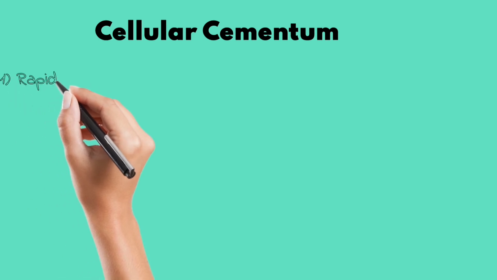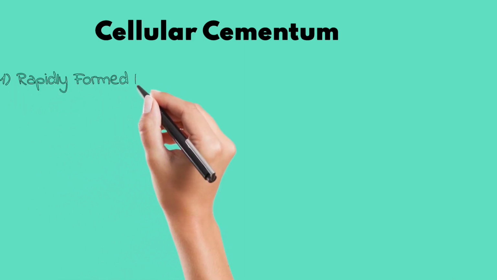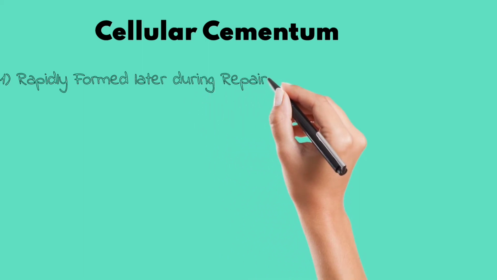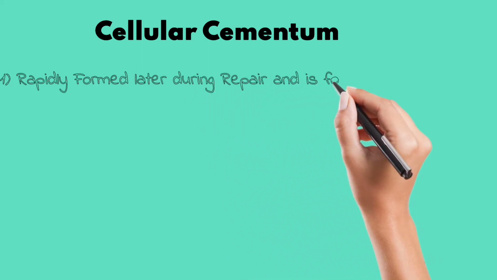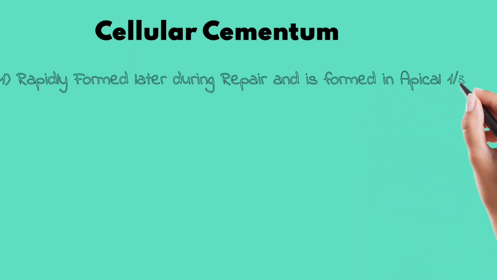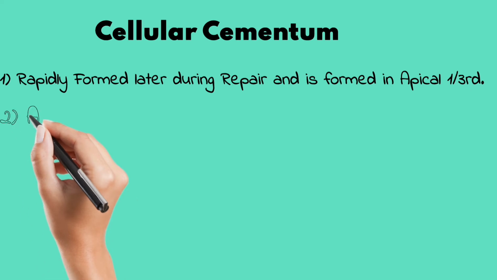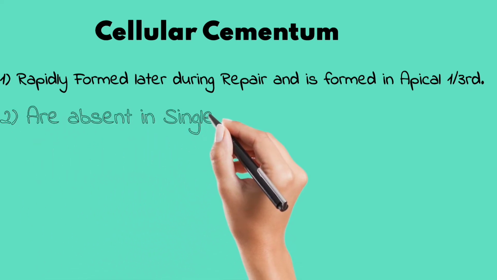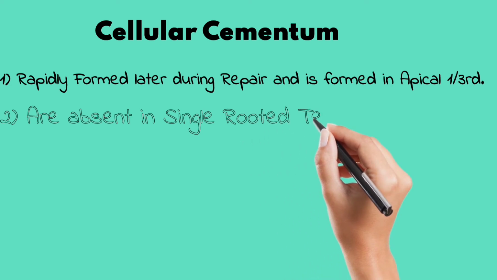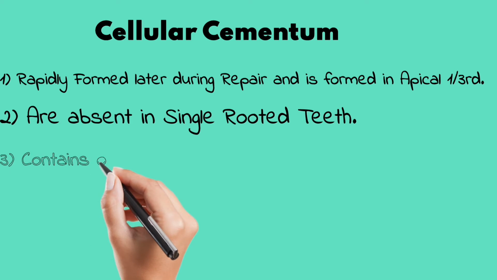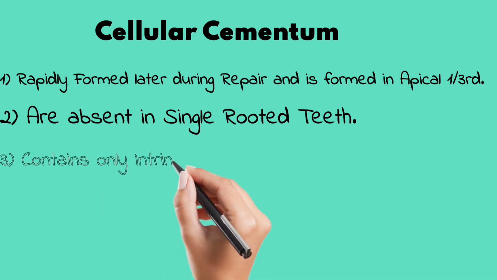Next, we will move on to the cellular cementum. So, what is the cellular cementum? Cellular cementums are the secondary cementums, and they are formed rapidly in the later stage of our life during repair and are mainly present in the apical 1/3 of the root and the furcations of the teeth. So, these are mainly found in the apical 1/3 of the root and the furcations. These cementums are absent in the single rooted teeth.